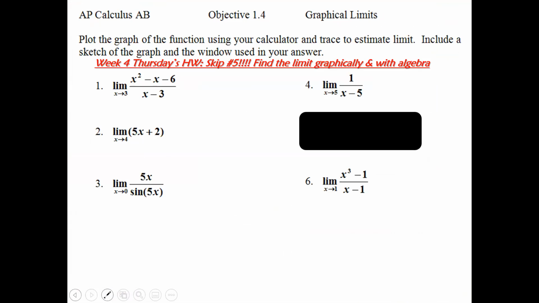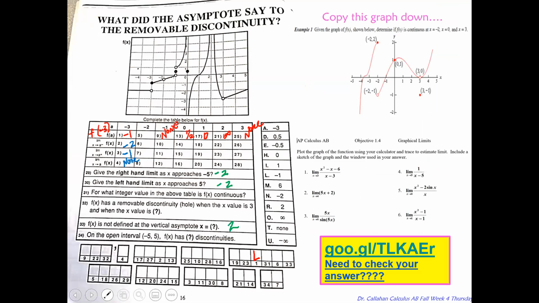Okay, at this point, on your desk, there are 5 questions that I would like you to go ahead and attempt to do. When you are done with that, you can go ahead and continue on. What did the asymptote say to the removable discontinuity? Answers are given to you right here, and you just fill in the puzzle on the bottom.